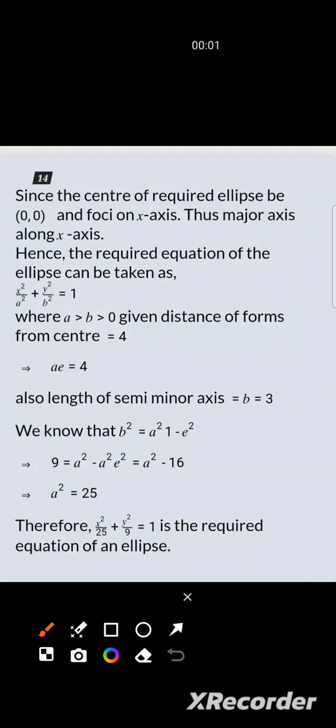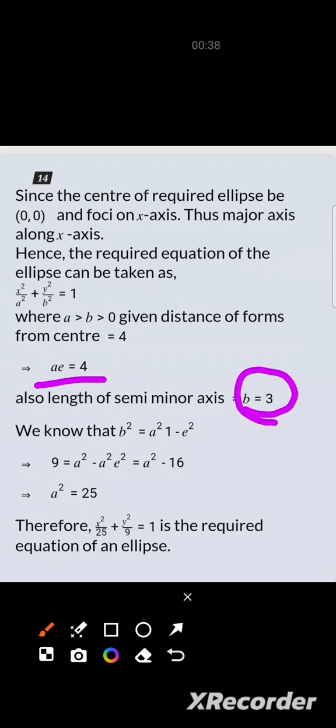In sum number 14, it is given: find the equation of the ellipse whose center is at origin, foci on x-axis. So it is directly given that the x-axis is the major axis, and the distance of one of the foci from the center is 4, and the length of the semi-minor axis is 3. That means we are being given the AE value as 4. That is, we know that the foci are at plus minus a, 0 for the x-axis to be the major axis. And the value of b is given here as 3.